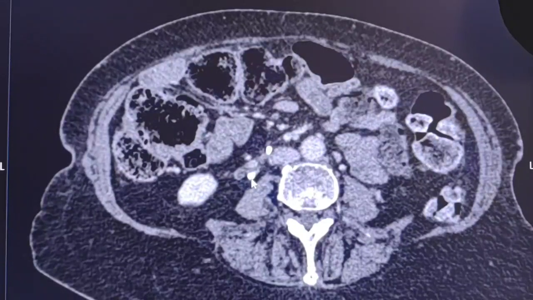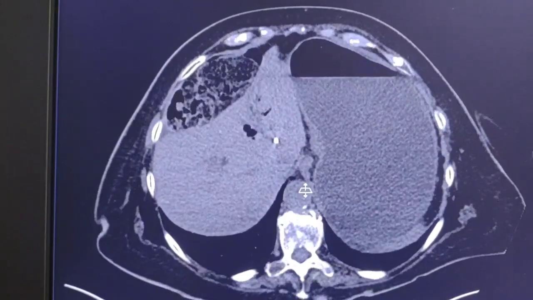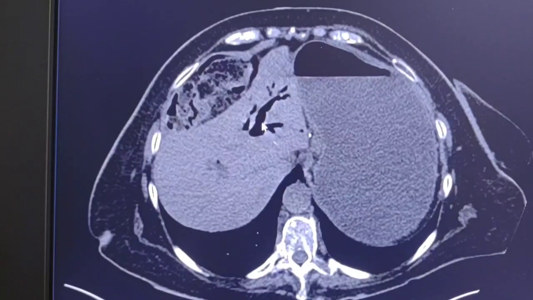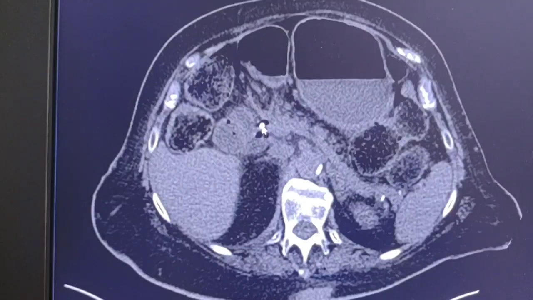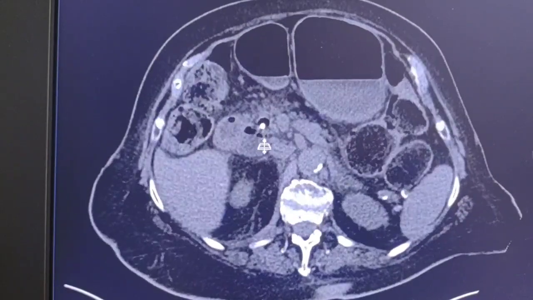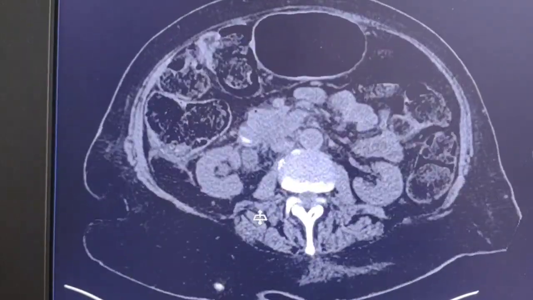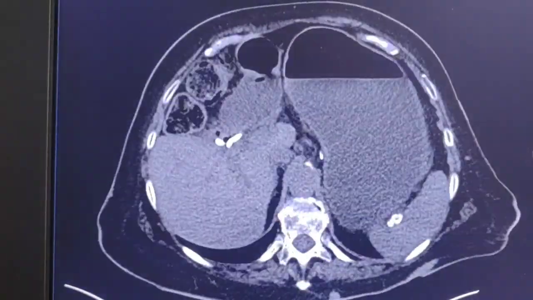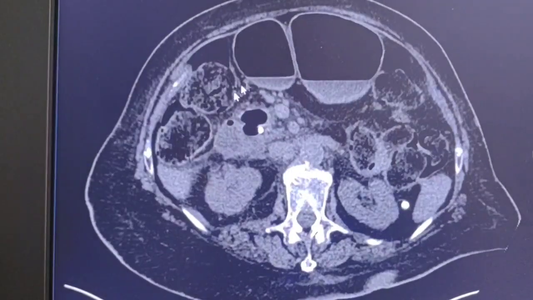Probably most of you have noticed that there is a dilatation of the biliary tract and pneumobilia, and there is stenting of the common bile duct right here. So another possible complication of the gastric dilatation and obstruction could be this.